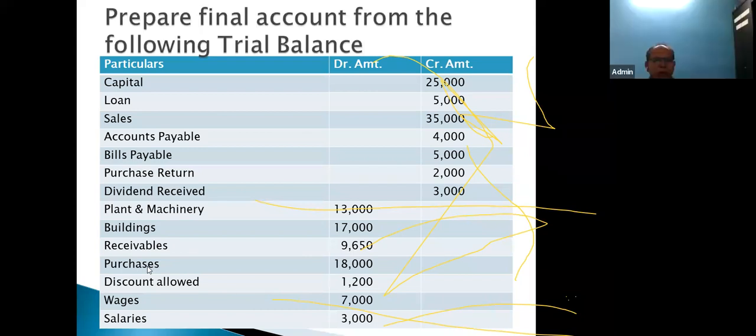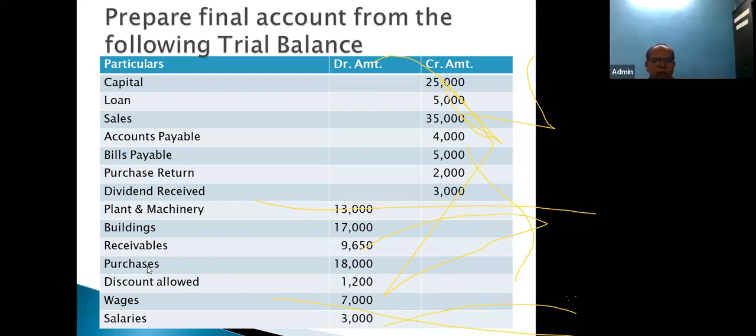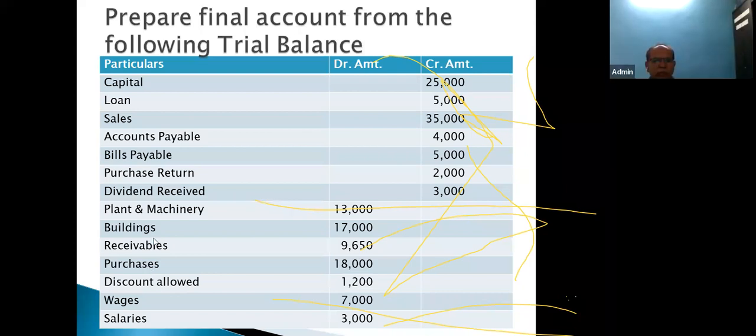What is next? Purchase. Have you written purchases, or is it left? Trading account, debit side. Sir, it is written already. Yes, it is already written, because when purchase return was there earlier, we considered this. So this item is over.